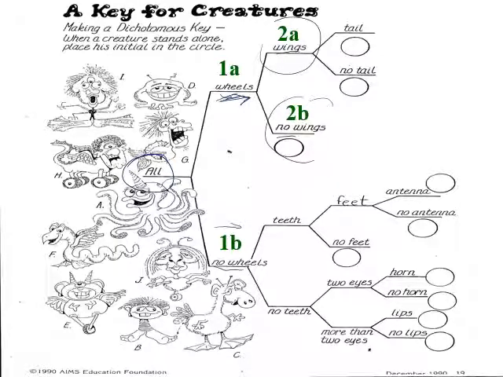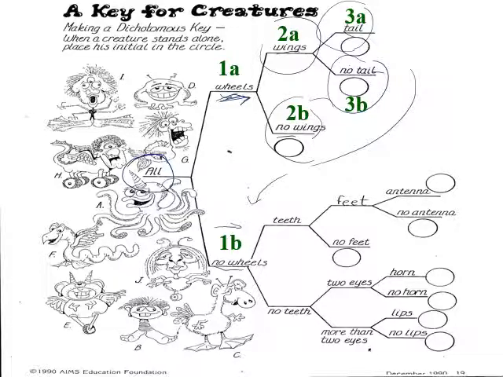2A led to another choice. You either had a tail or you had no tail. So we're going to label that 3A, 3B. Now that all these options lead to a unique species, and none of them go to any more choices, we're going to come back down here and continue on with 1B. 1B leads you to another choice of either teeth or no teeth. So we're going to label that 4A, 4B.